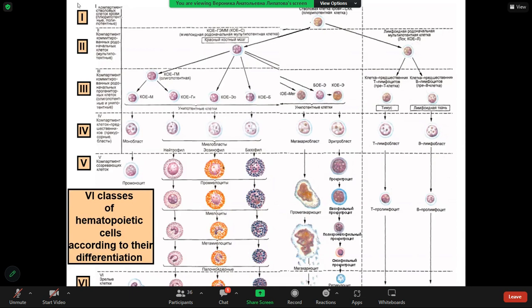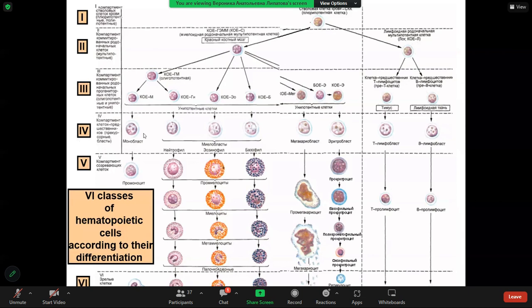The cell populations of classes number 1, 2, and 3 keep their population, and as well, they look like small-sized lymphocyte. We can't differentiate them using morphological methods, only immunological, according to receptors of these cells. After this, class number 4.